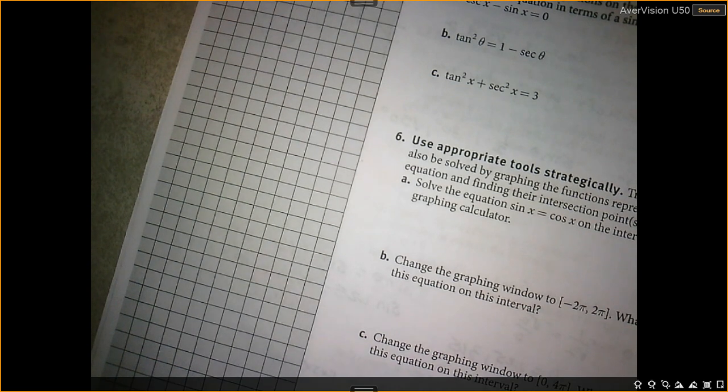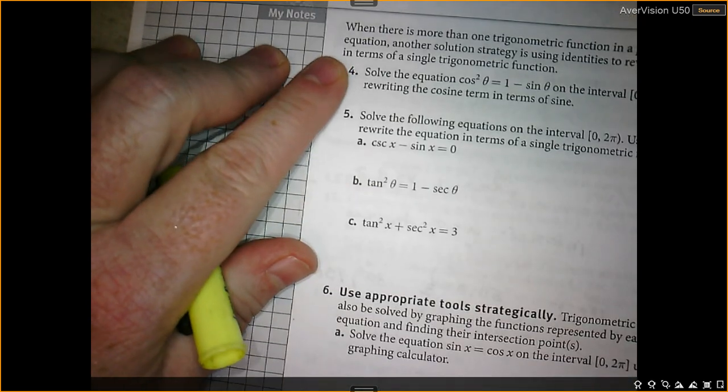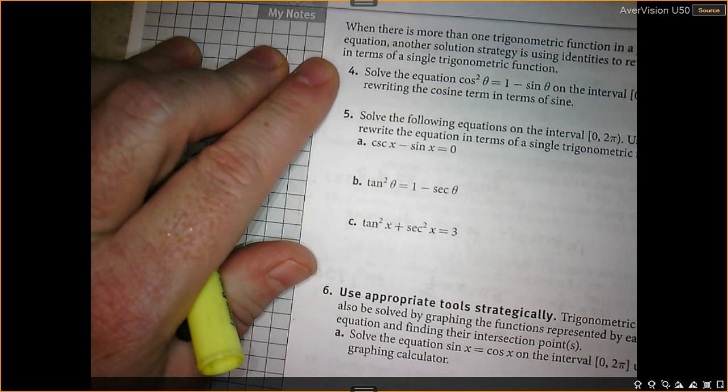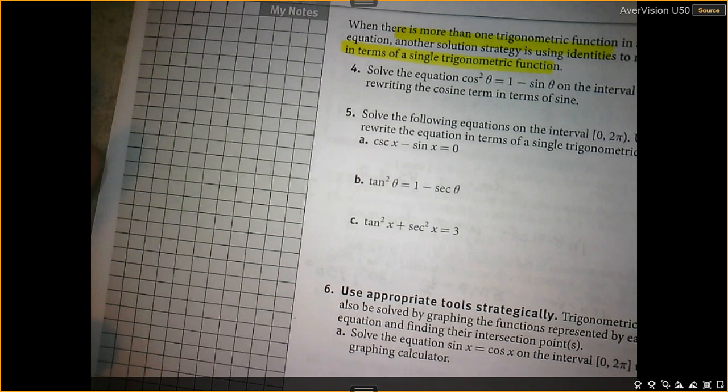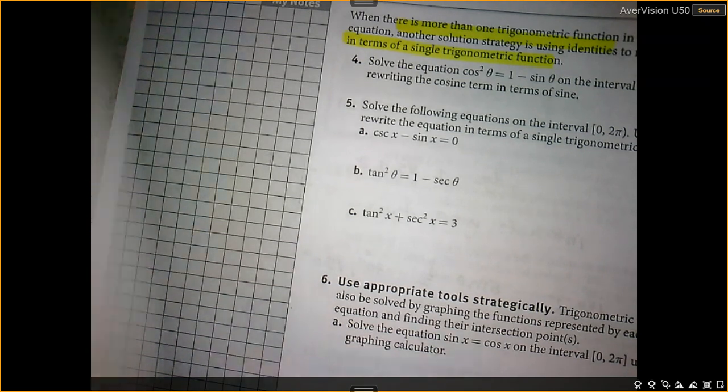Next page, quickly. Okay, thought this was good. It says when there's more than one trig function, the strategy is to write them in the same function. All right, so I thought I would do number 4. Well, we've done 4 before, so I'm tempted not to do it. I'll do it really fast.